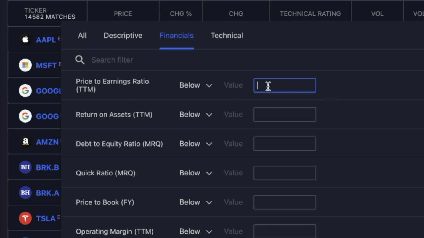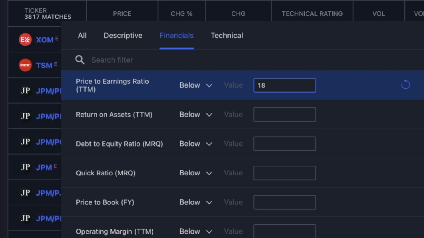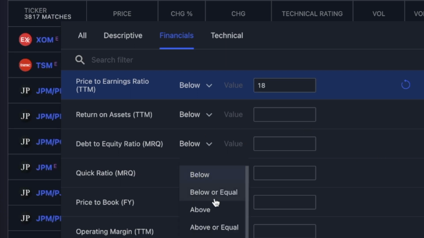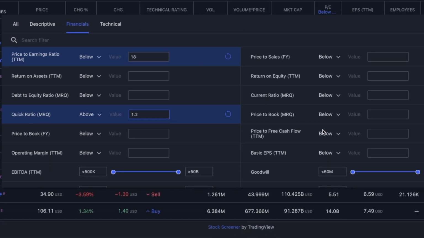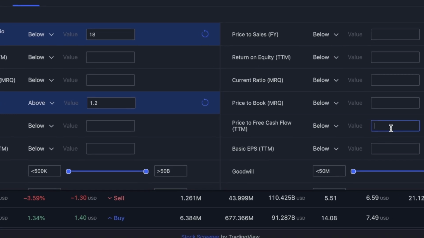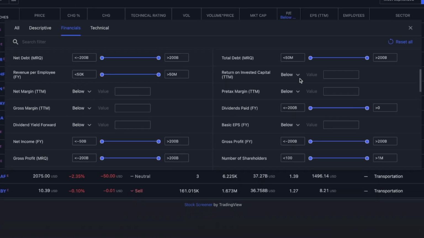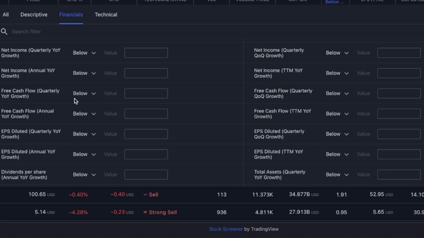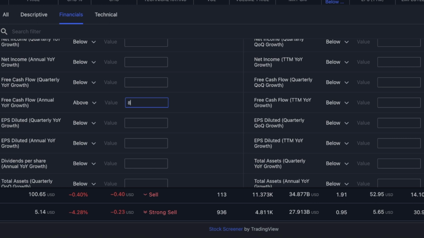We want to look for a stock with a price to earnings below 18. I want to also look for a company that has a quick ratio above 1.2. I also want a company that has a price to free cash flow below 19. I also want to find a company that has a return on invested capital above 25. Free cash flow year on year growth, annual year on year growth. Let's see above. I want the free cash flow to grow by at least 8%. That should filter out a lot of companies for us.